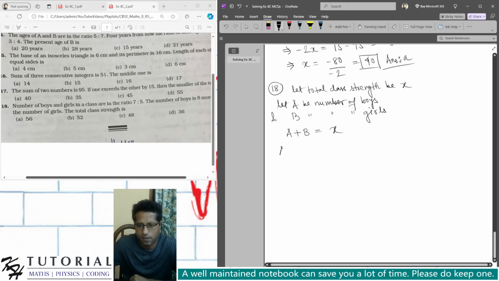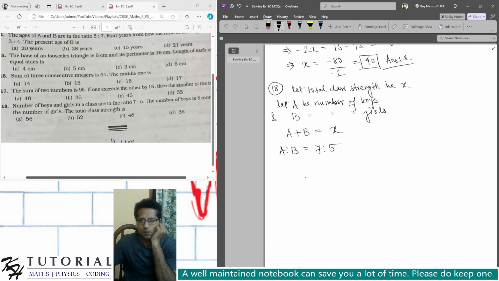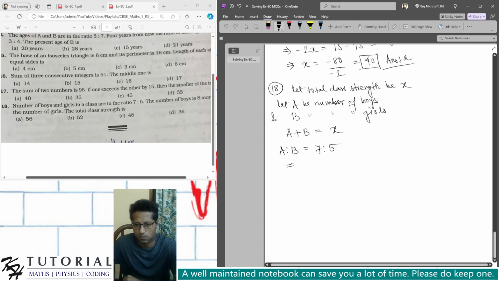Also we have A is to B given as 7:5. Okay. Now from the ratio A is to B is equal to 7:5, we can say A by B is equal to 7 by 5. This implies we can say 5A is equal to 7B. This implies we can say A is equal to 7B by 5.